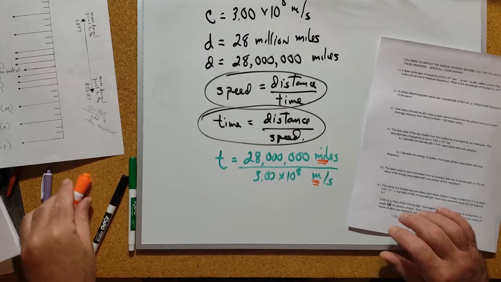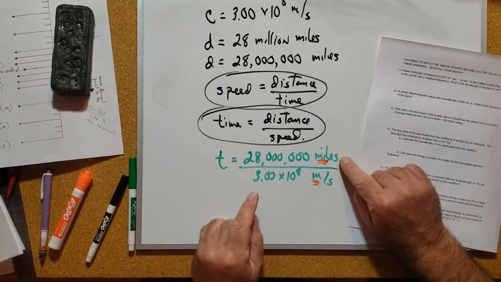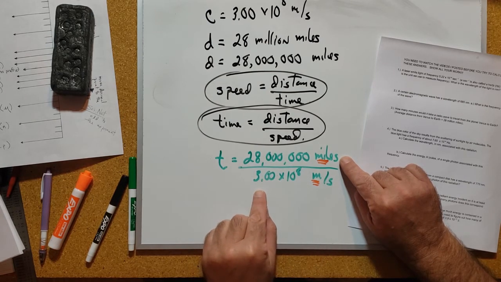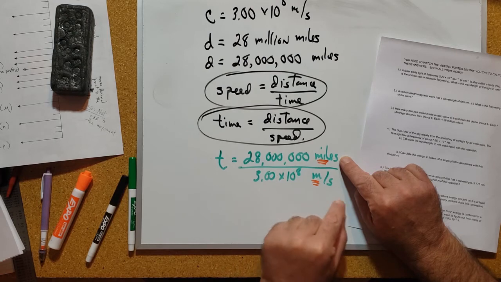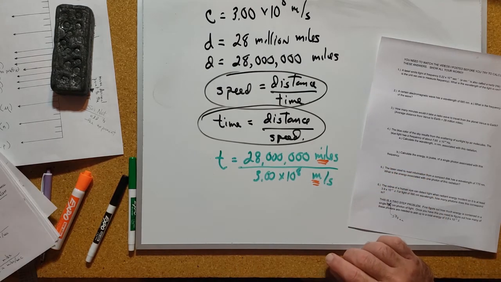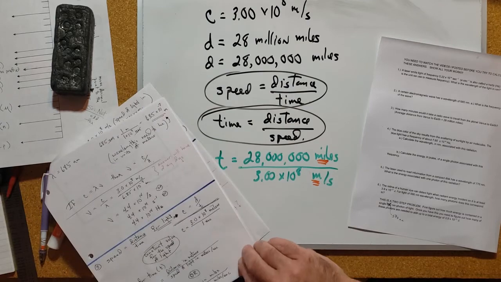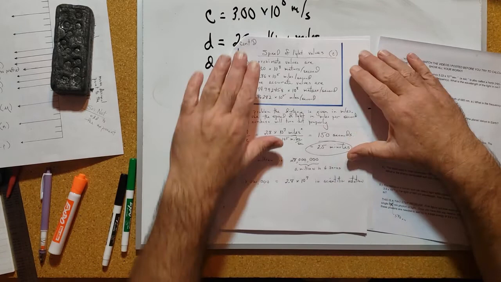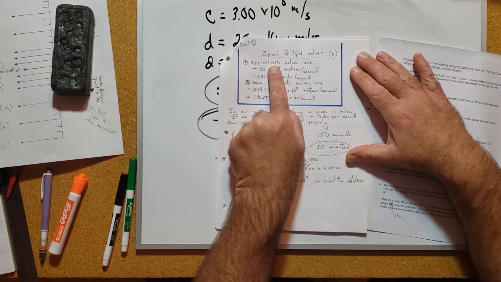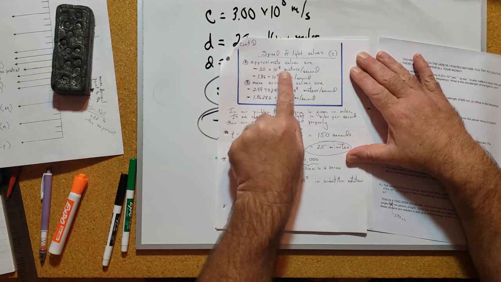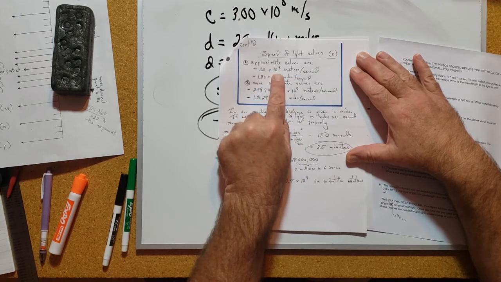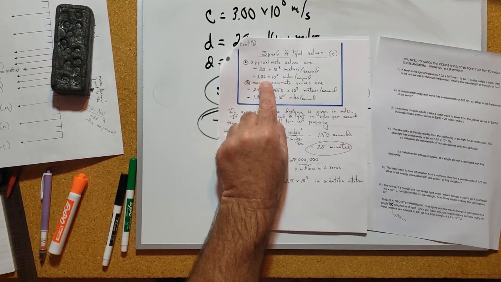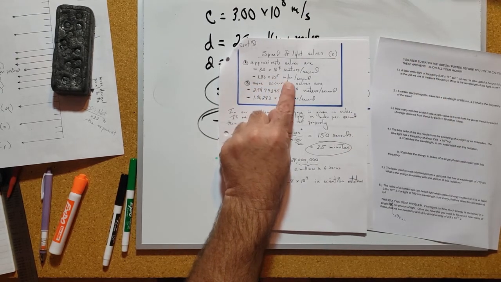Now, there's a couple ways we could deal with this. One is to convert miles to meters, or the other is to find a new number for the speed of light given in miles per second. And that's what I'm going to choose to do to solve this problem. If you just Google around a little bit, you could find these speed of light values. Now, part A here, approximate values: 3 times 10 to the 8th meters per second, which we've been using. That's also 1.86 times 10 to the 5th miles per second.